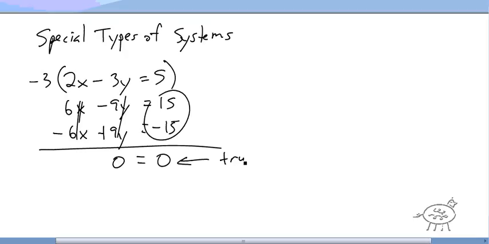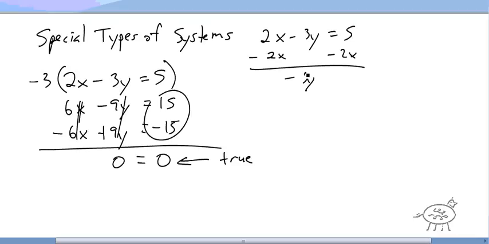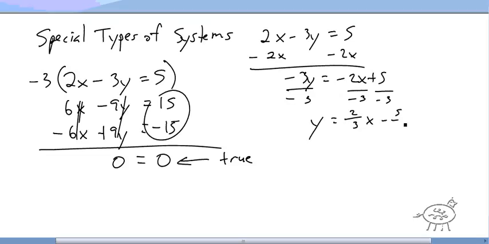This is true. Now, before we answer what true means, what type of question this is, I want to actually look at both of these problems. I have 2x, this is my original problem, equals 5. And if I solve for y, because let's say I want to graph this because we've done this before, I subtract 2x from both sides. So we get negative 3y is equal to negative 2x plus 5. Divide everything by negative 3. Y equals positive 2/3 x minus 5/3.